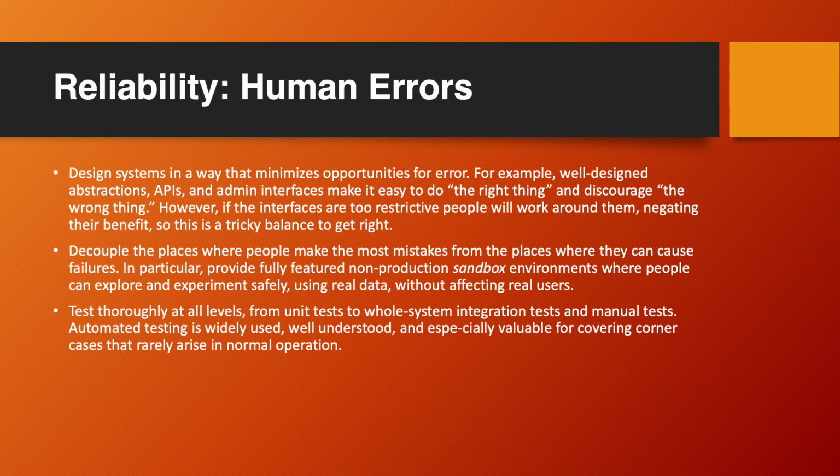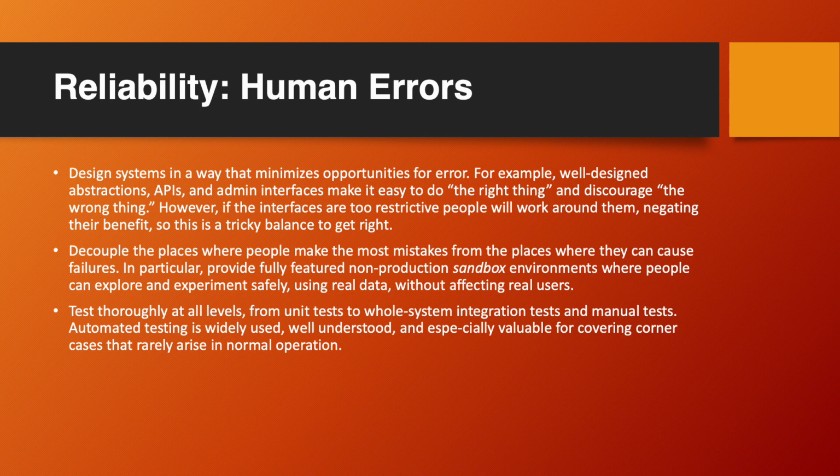So here are some best practices. We should design a system in a way that minimizes opportunities for error. For example, well-designed abstractions, APIs, and admin interfaces make it easy to do the right thing and discourage the wrong thing. However, if the interfaces are too restrictive, people will work around them, negating their benefits, so this is a tricky balance to get right.